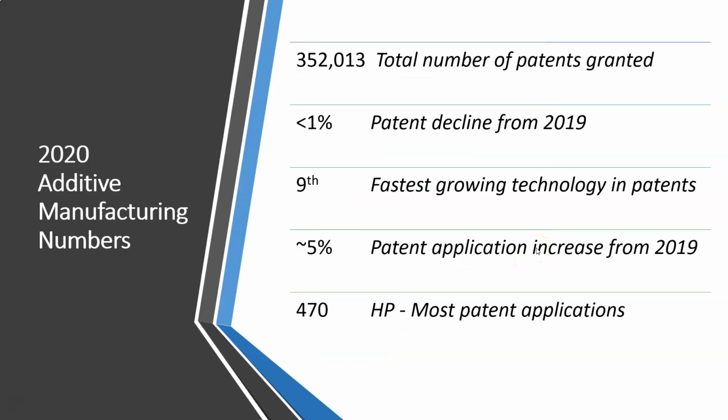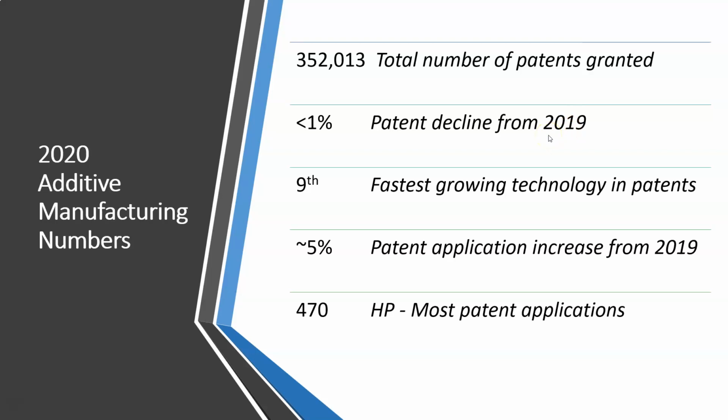Okay? Now, just kind of summing up, giving you some numbers. I had a hard time finding some numbers for 2020. I wanted to give you the most recent numbers that I could find because I feel like that is going to be the most applicable. There were 352,013 total patents granted in 2020. That's in total cumulative from the beginning of 3D printing. That's not just in 2020, but total over 352,000.